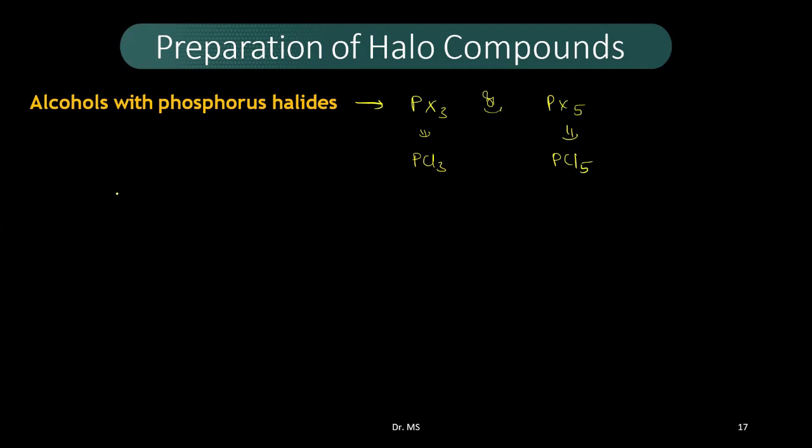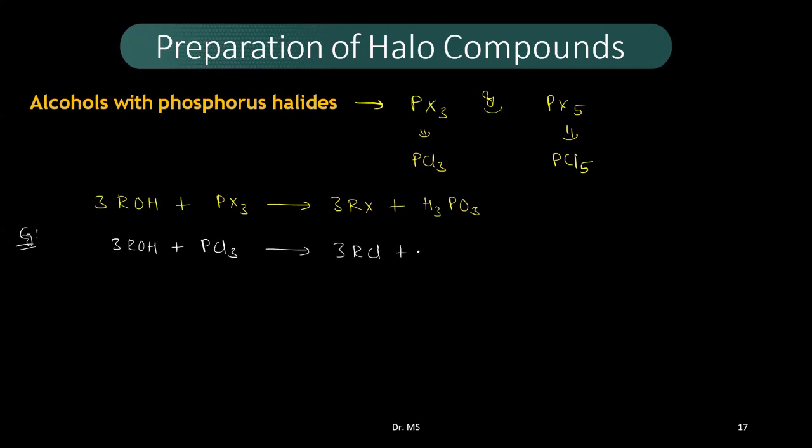Let's take the reaction. 3ROH in the presence of PX3 will convert into 3RX plus H3PO3. For example, in place of X, I'm putting chlorine or fluorine or anything. So 3ROH with PCl3 will convert into 3RCl plus H3PO3. And remember, here the X could be chlorine or bromine, or you can also use iodine.